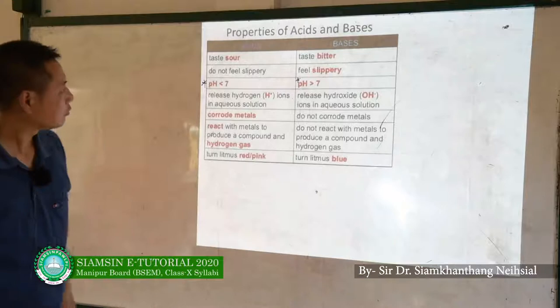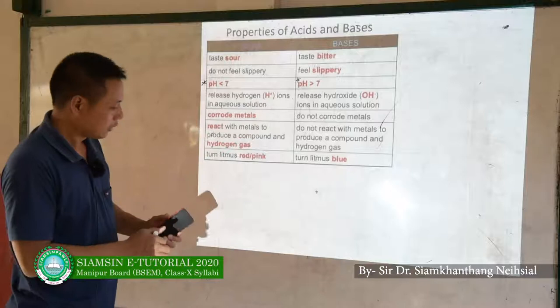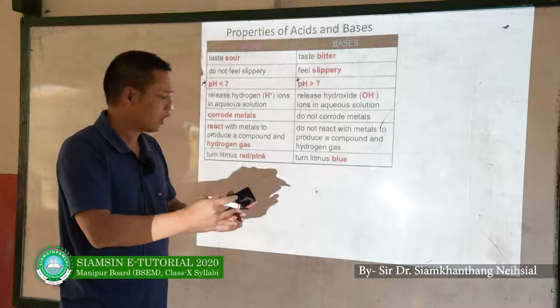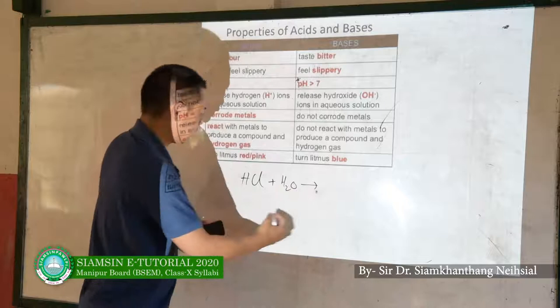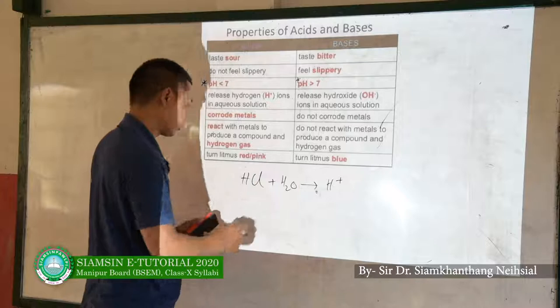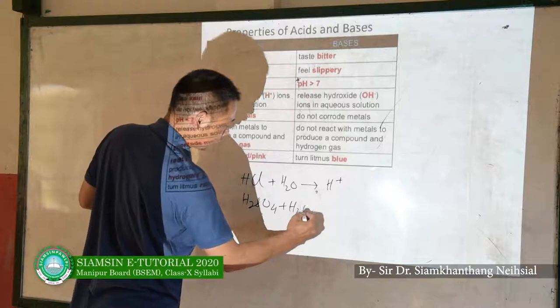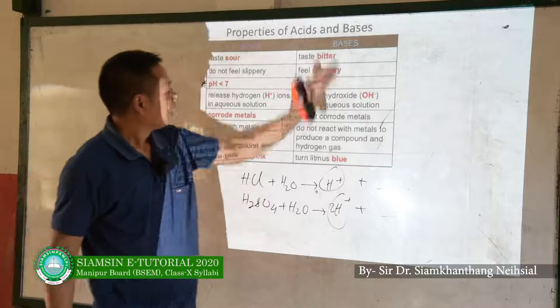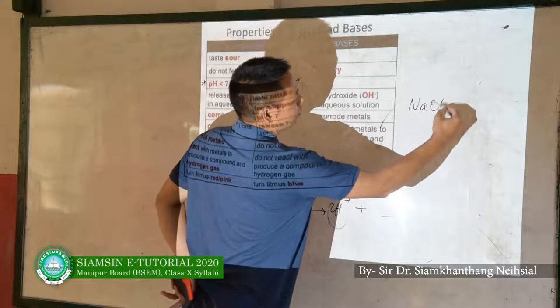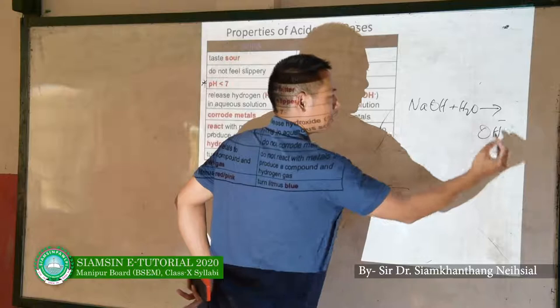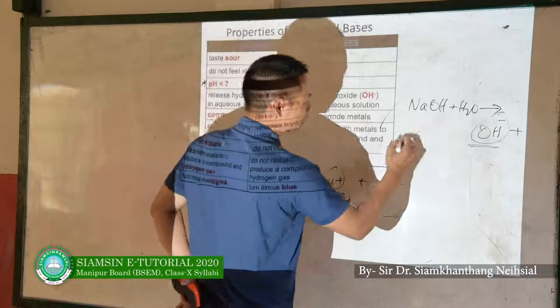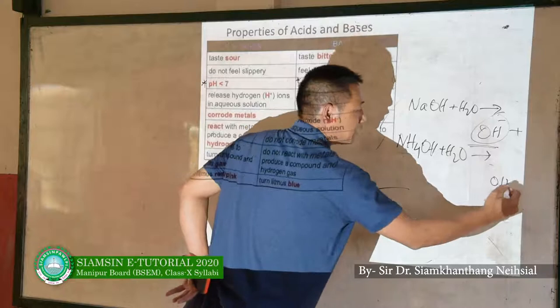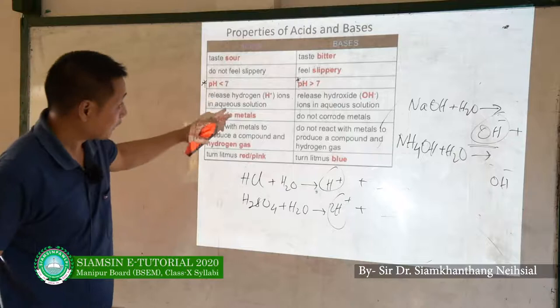All acids release H plus ions in aqueous solution. For example, HCl is very common. H2SO4 in aqueous solution releases 2H plus. Basically, acids release H plus ions. Bases release hydroxide, OH minus, in aqueous solution. For example, ammonium hydroxide is a base, and in aqueous solution it releases OH minus.